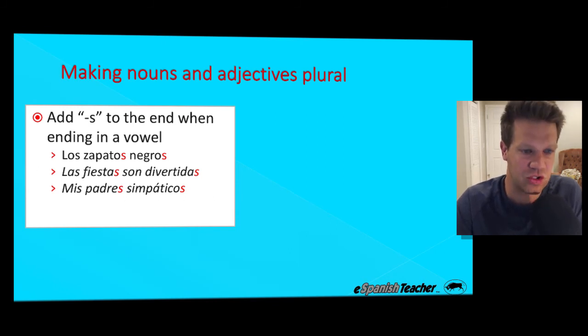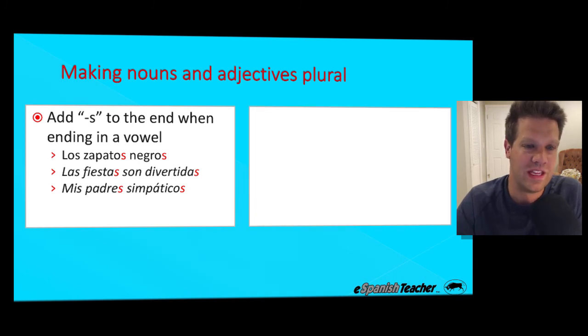Las fiestas son divertidas. And then finally, mis padres simpáticos. Again, padre is the noun, and I've added an S to make it plural, and simpático is the adjective, and I've added an S to make it plural. I hope this is really clear for you because this is pretty basic stuff.